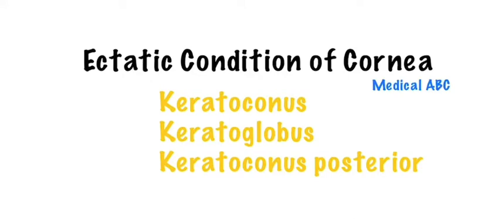Today we'll be talking about the ectatic conditions of cornea. As we have discussed in the previous videos, the classification of the pathology of cornea includes many things like ulcer, dystrophies, and even ectatic conditions. So in this video we'll be talking about the main ectatic condition of cornea, which is keratoconus. Then we'll be talking about keratoglobus and keratoconus posterior as well.